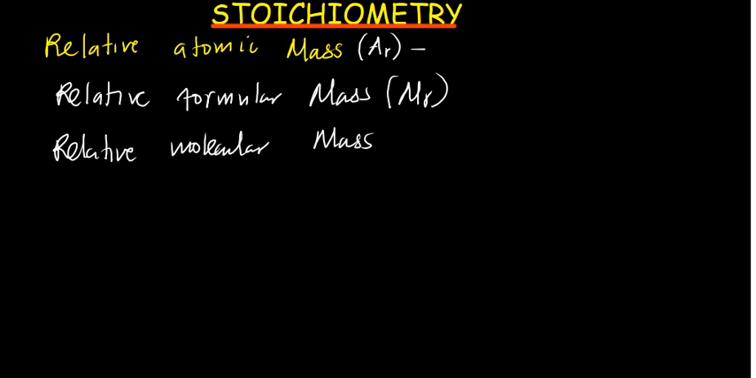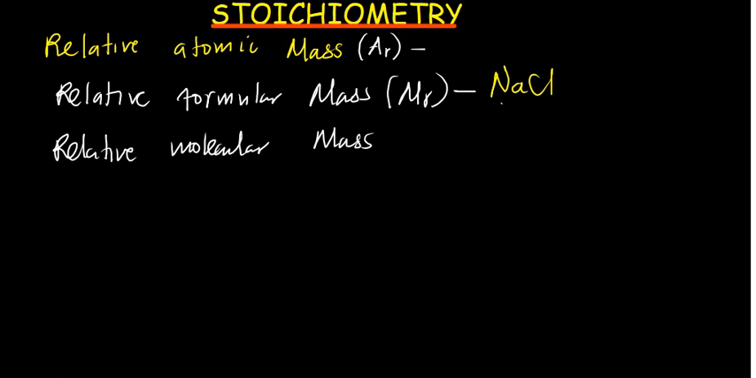So when you're talking about relative formula mass, it's simply the masses in a compound which are added together. And when you're talking about formula mass, it should be an ionic compound. For example, when you talk of sodium chloride, this compound is an ionic compound because you've got a metal and a non-metal.